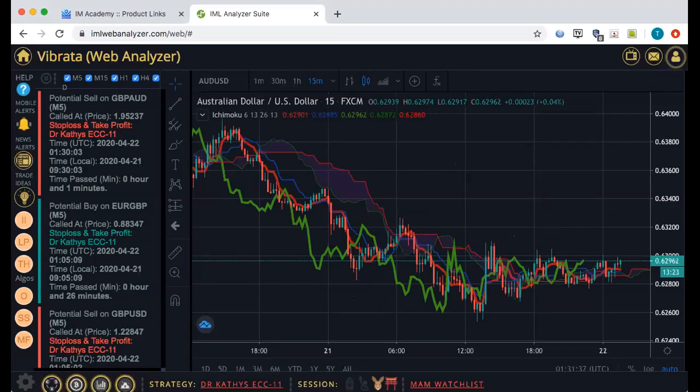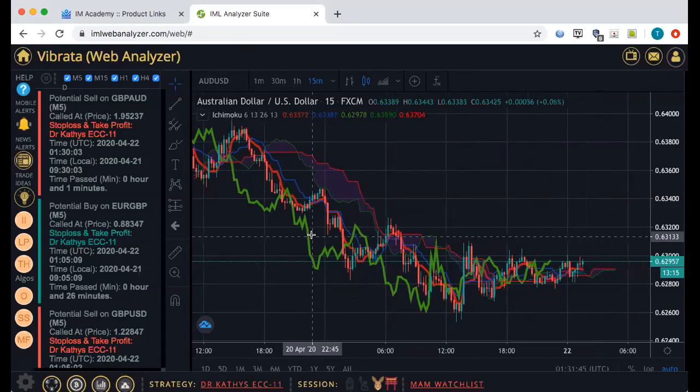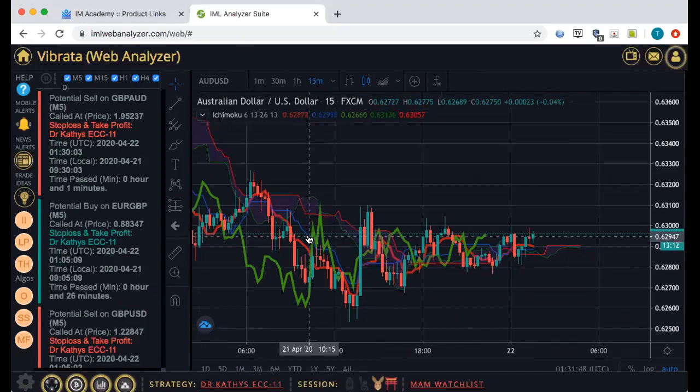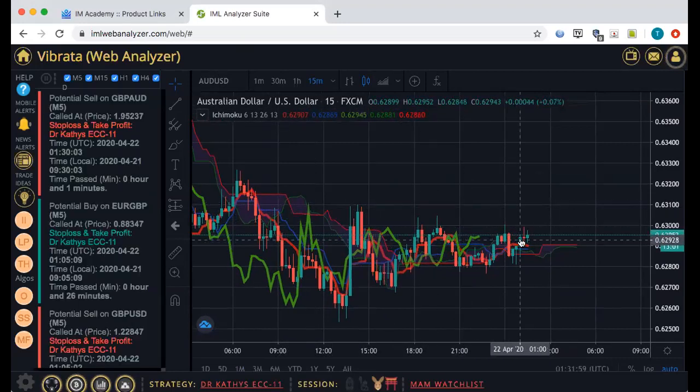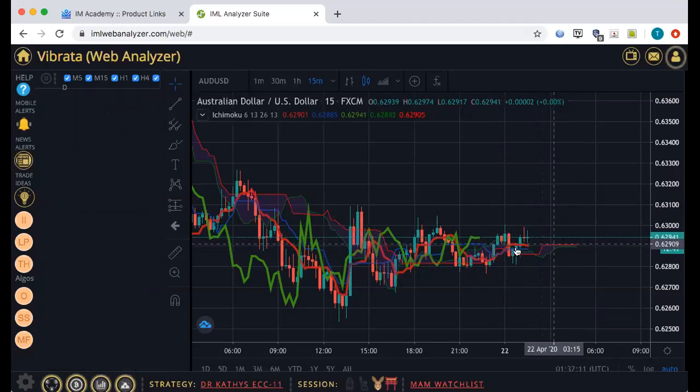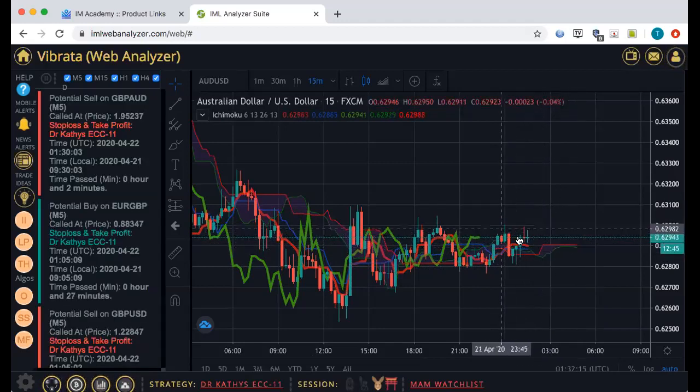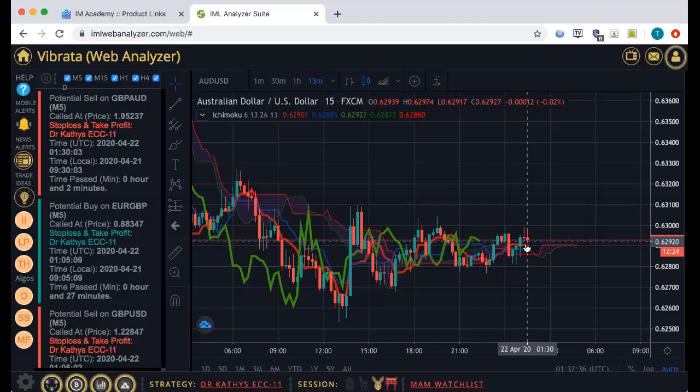I pulled up AUD USD right now to see if the news actually moved the market. It looks like the red line is above the blue line, which may be an indication of a buy. It's above the cloud. Even though the way the cloud is moving to the side, it looks like there may be some consolidation, but we'll see what happens. They were going to give an update on COVID-19. So I'm looking at price really moving downward if there is any movement.